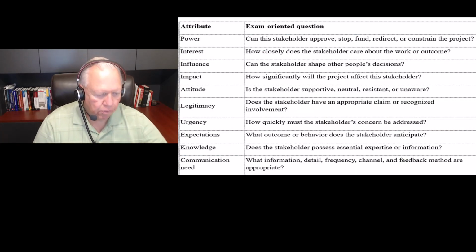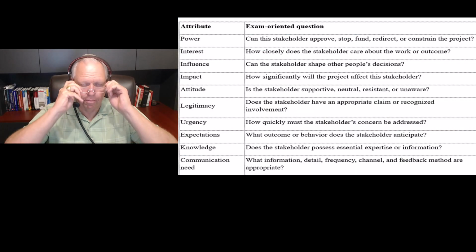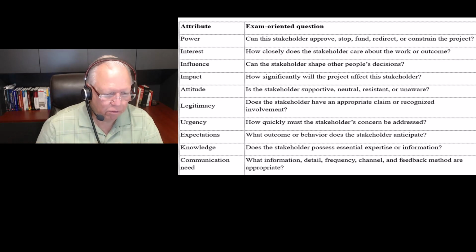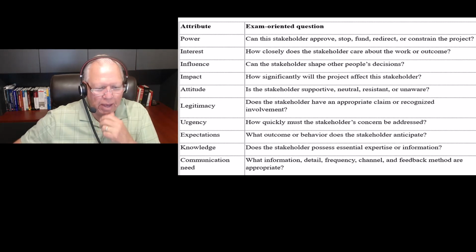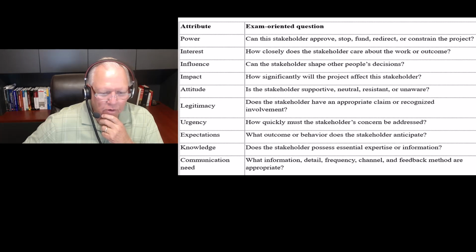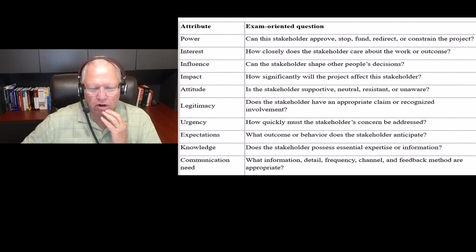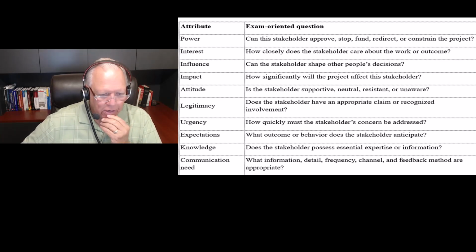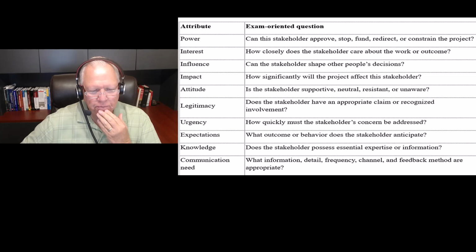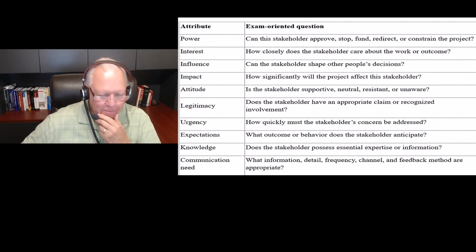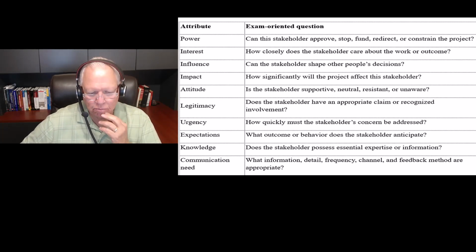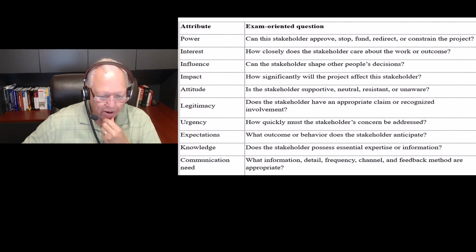So let's look at some of the different components here and see how the exam-oriented questions would come about. The first attribute is power. Can the stakeholder approve, stop, fund, redirect, or constrain the project? Interest: how closely does the stakeholder care about the work or the outcome? Influence: can the stakeholder shape other people's decisions? Impact: how significantly will the project affect this stakeholder? Attitude: is the stakeholder supportive, neutral, resistant, or unaware?